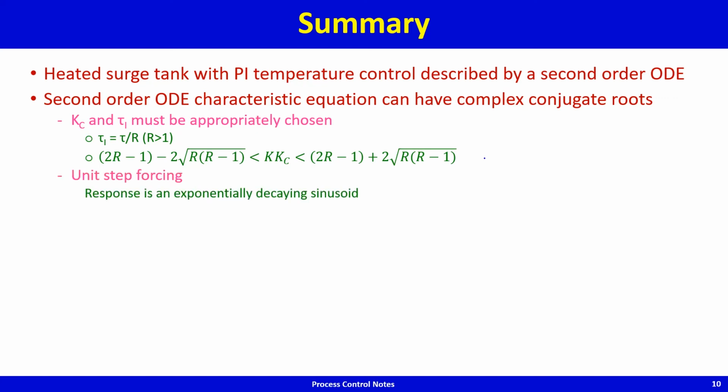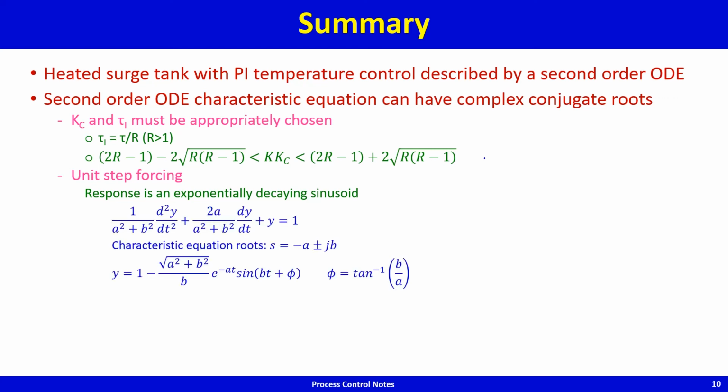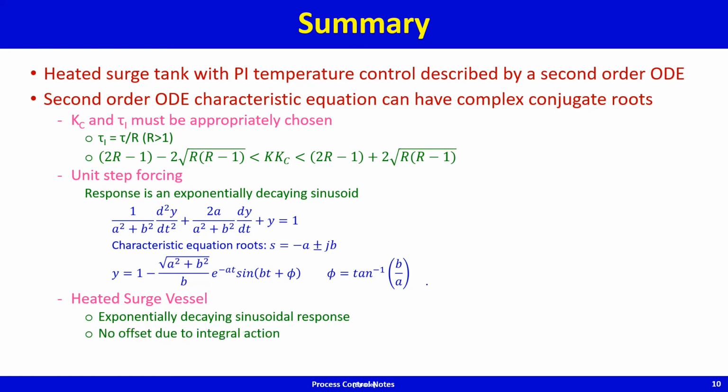For a unit step forcing, the response is an exponentially decaying sinusoid. And so if you have an ordinary differential equation of this kind, its roots will be this, and for these sets of roots the response is going to be this for a unit step forcing function. For the heated surge vessel, we get an exponentially decaying sinusoidal response. There is no offset due to integral action, and that's that.